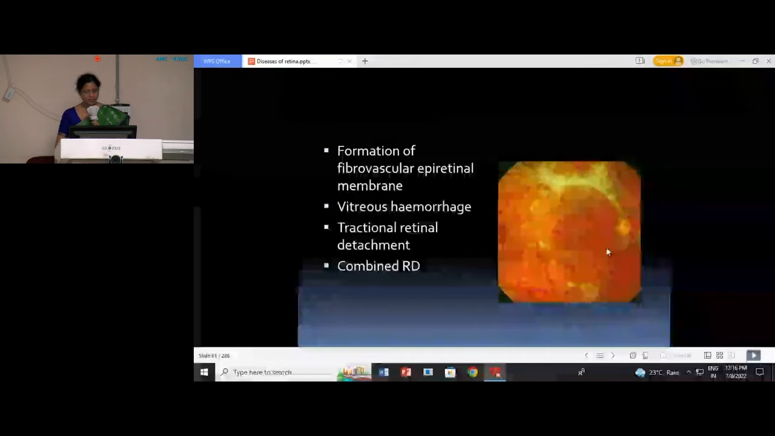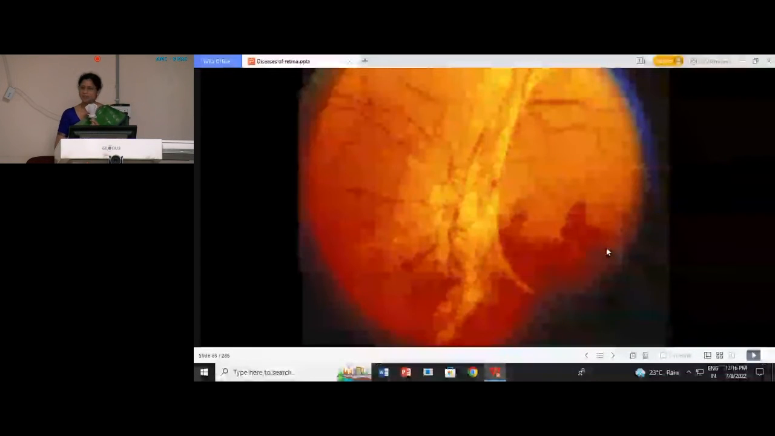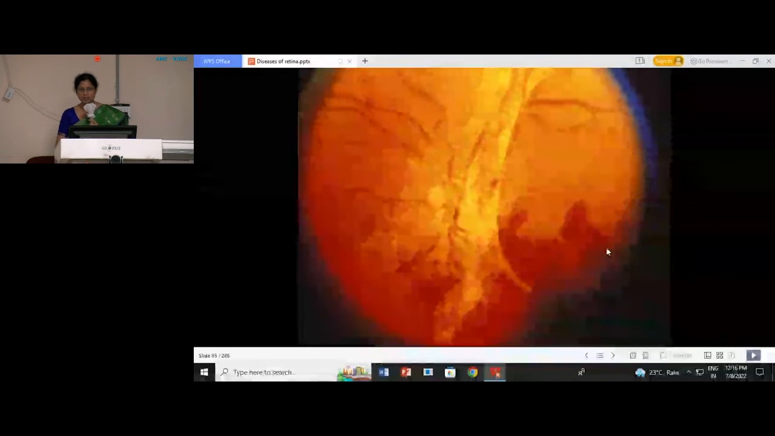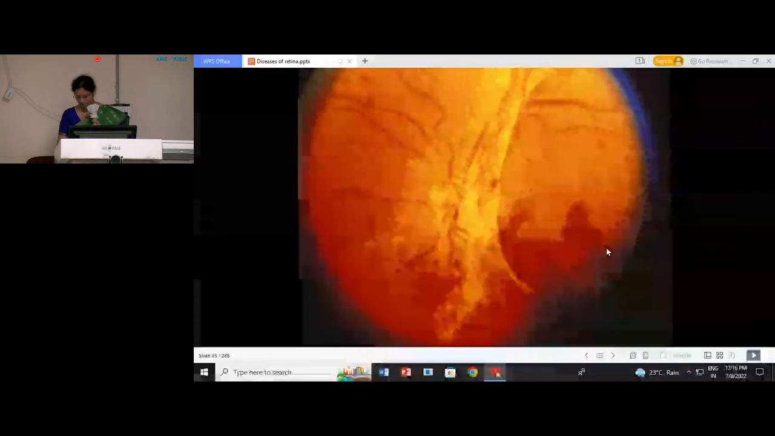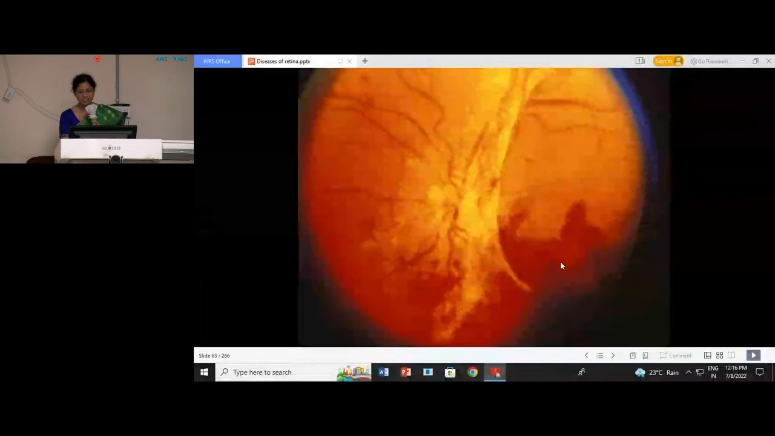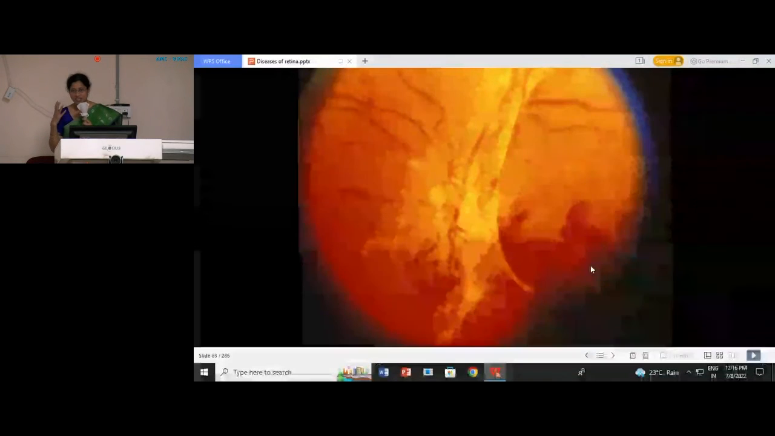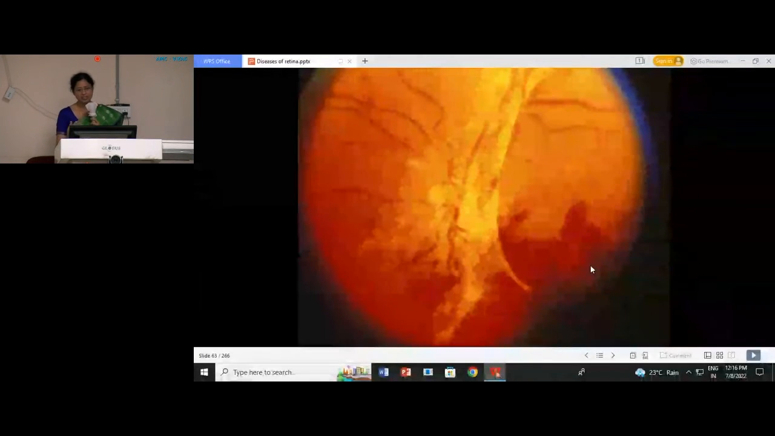And then this is the proliferative diabetic retinopathy with extensive fibrovascular proliferation, and are you able to see that there is vitreous hemorrhage? This is all vitreous hemorrhage because the new vessels are very fragile and they bleed very easily. So this is how we get the vitreous hemorrhage.